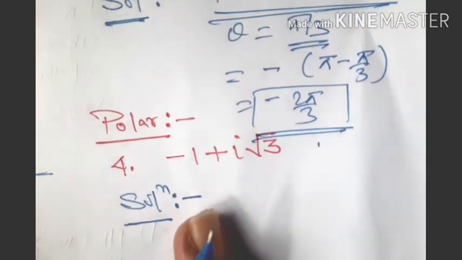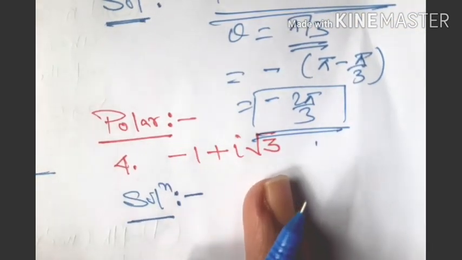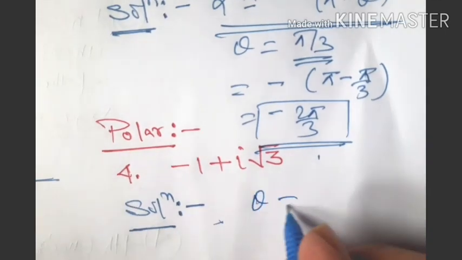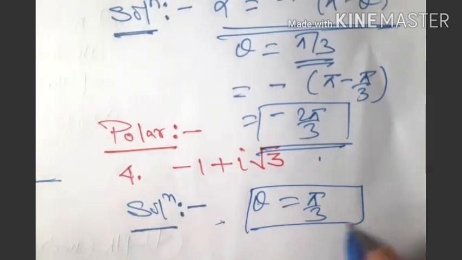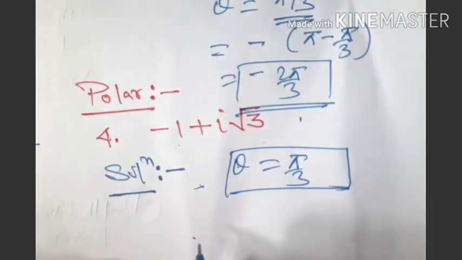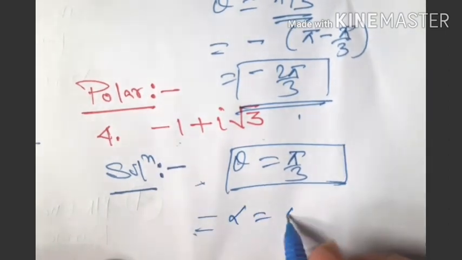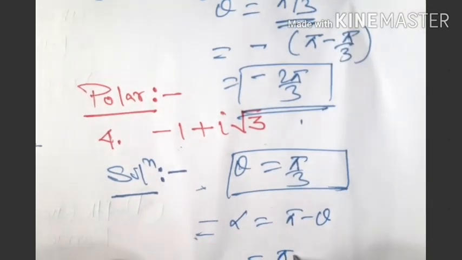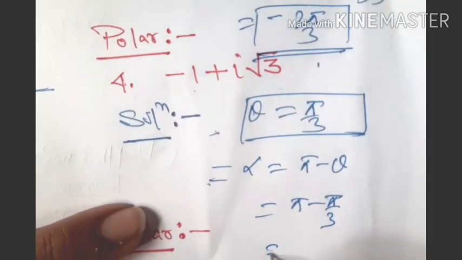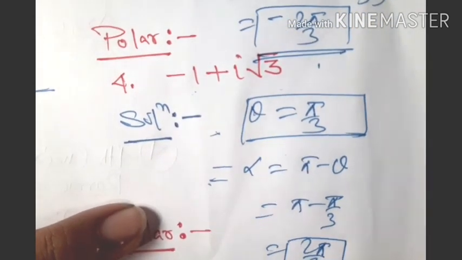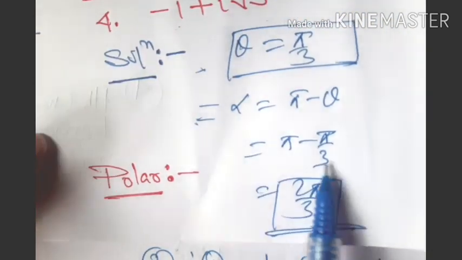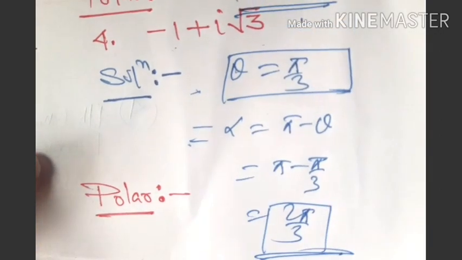Again, for the last case, minus 1 plus i root 3, again we will get theta equals pi by 3, but it will lie in the second quadrant. Second quadrant rule is what? Alpha equals pi minus theta, that is pi minus pi by 3. So here we have got 2 pi by 3. This is the principal argument of this complex number.